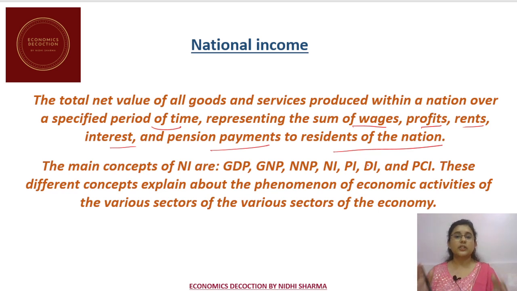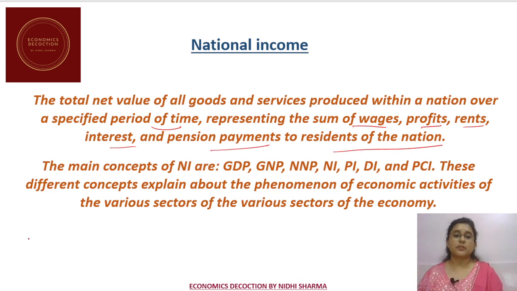That means national income is calculated for a specified period of time. This is the first thing that you should know. And also it is the total net value of all goods and services produced within a nation over a specified period of time. It represents the sum of wages, profits, rents, interests and pension payments to residents of the nation. This is the basic idea of national income.